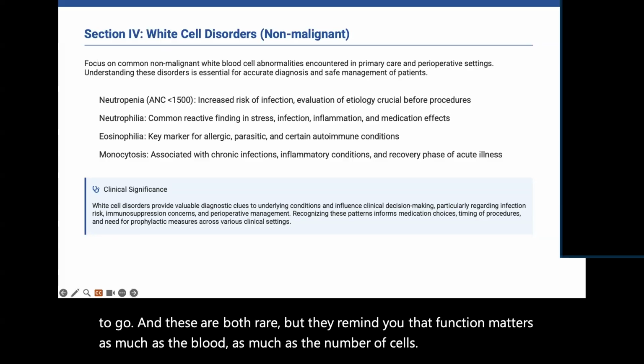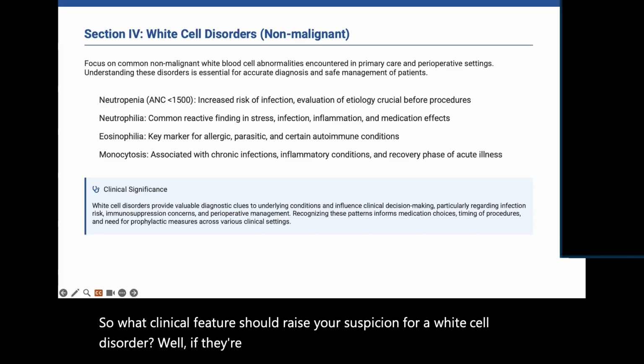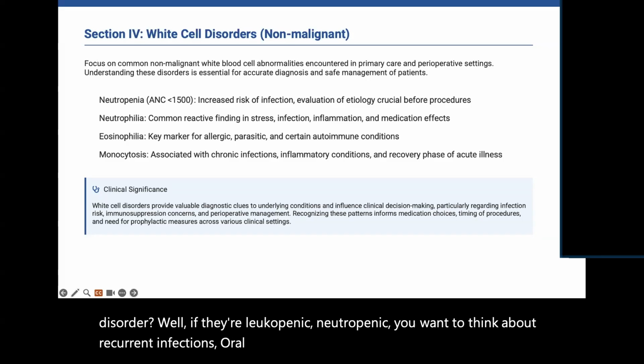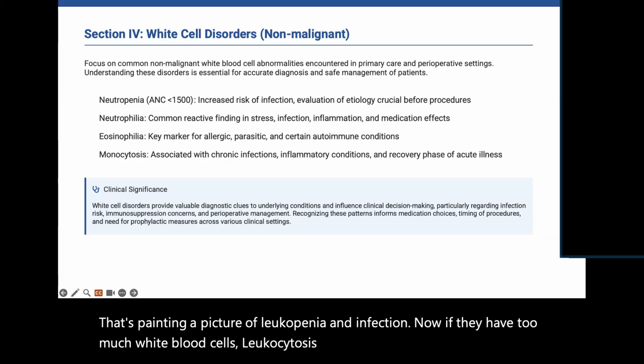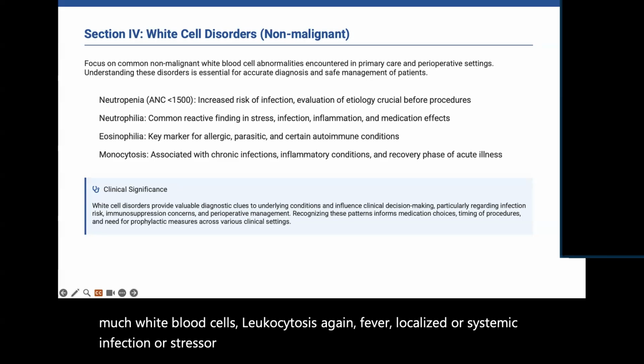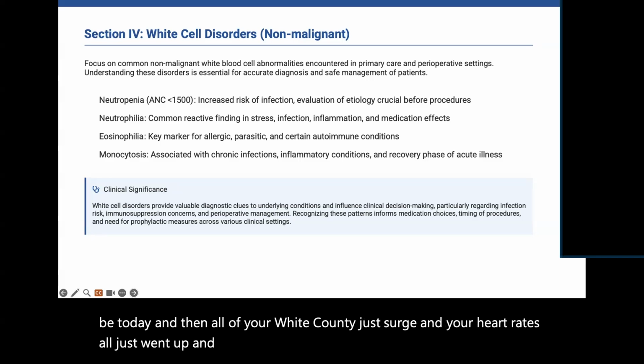So what clinical feature should raise your suspicion for a white cell disorder? Well, if they're leukopenic, neutropenic, you want to think about recurrent infections, oral ulcerations, poor wound healing, and sepsis. That's painting a picture of leukopenia and infection. Now, if they have too many white blood cells, leukocytosis, again, fever, localized or systemic infection, or stressor. The stressor can be, guess what? Your test is going to be today. And then all of your white count just surged and your heart rates all just went up. And that's enough to do that.